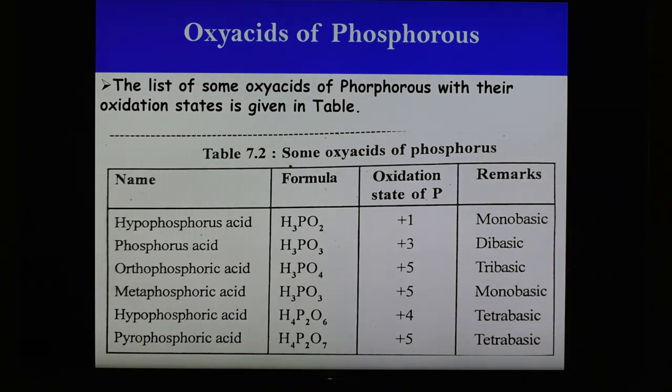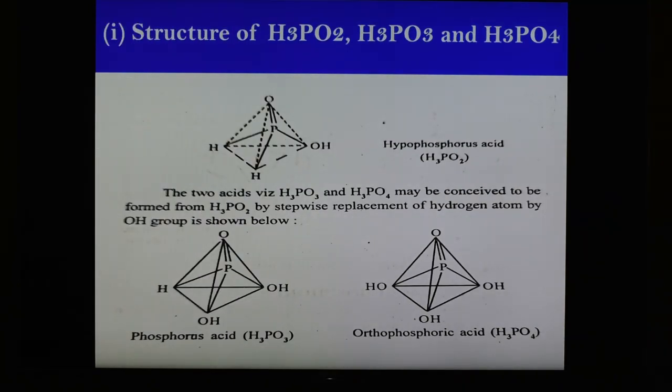Depending upon how many OH groups are present in the structure of each compound, they are monobasic, dibasic, tribasic, again monobasic, tetrabasic, and tetrabasic. So these are the different oxyacids of phosphorus, and here we are going to see the structures of these compounds. In the next slide, this is the structure of hypophosphorus acid, which has the formula H3PO2, and this is a monobasic acid with only one ionizable hydrogen.